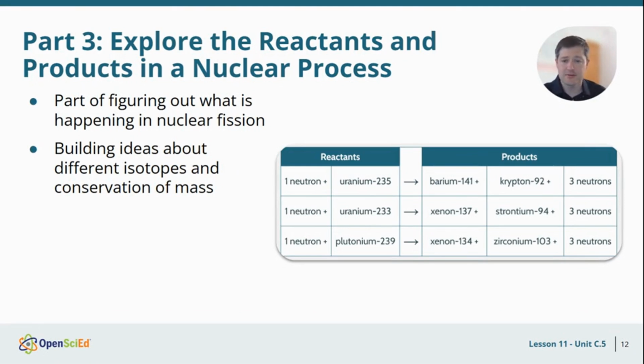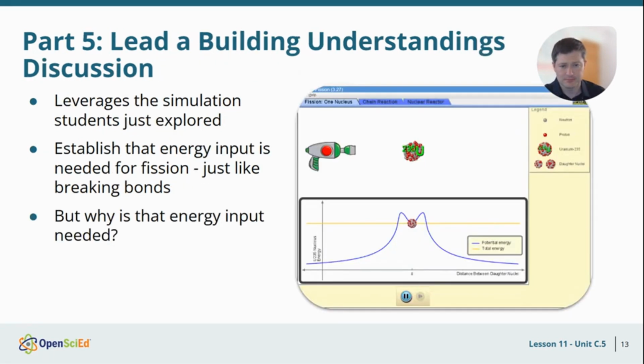And as they do this, they're going to identify isotopes for the first time, as well as figuring out some ideas about conservation of mass. And so these are terms that students could add to the word wall. After that, students are going to explore a simulation, which introduces them to some energy thinking around nuclear fission. And they're going to talk about that in the building understandings discussion.